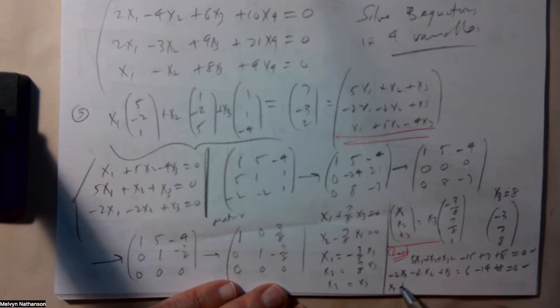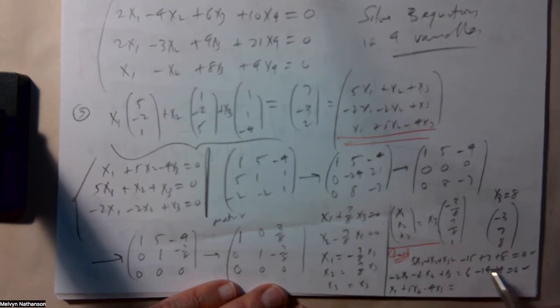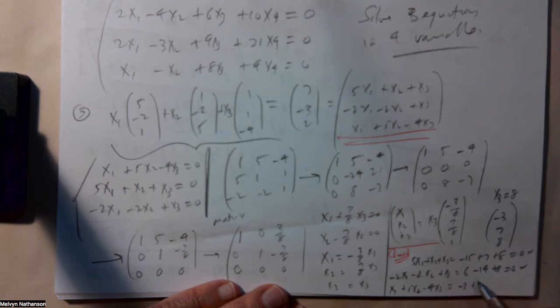x1 plus 5x2 minus 4x3. That's equal to minus 3 plus 35 minus 32. That's also 0. So that checks. So any multiple of this solution, minus 3, 7, 8, will work. So you take 2 times that. Minus 6, 14, and 16, for example. Any of those will work.